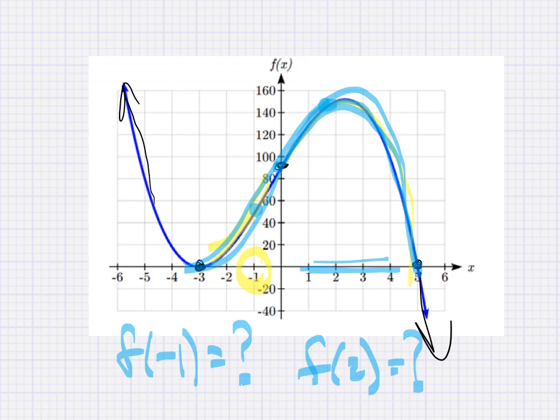But what I really wanted to show you on this graph is look at this x-intercept. Look at the fact that this is hitting the x-axis and then bouncing off. Look at this x-intercept. Look that I'm cutting through. This had multiplicity 2. This had multiplicity 1. The behavior is very different.